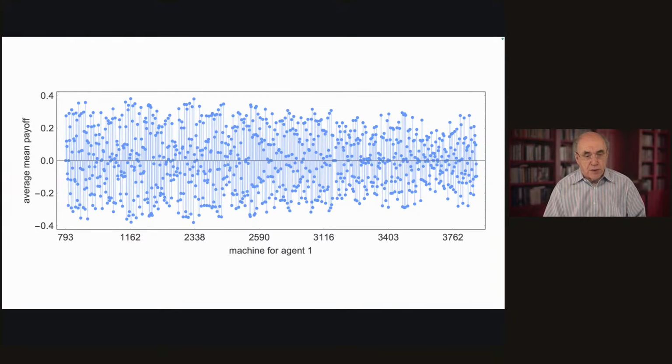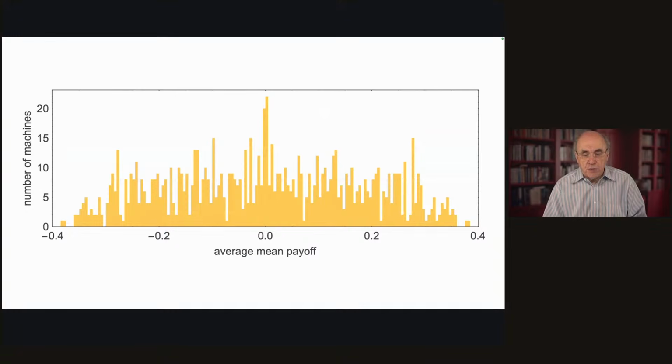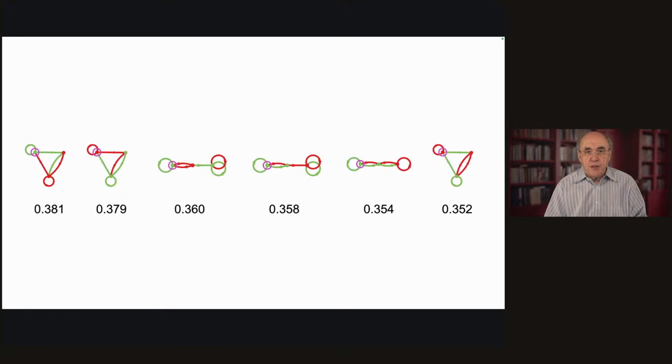So you could ask, well, what's the distribution of average mean payoffs? This is what it looks like. Not a very simple distribution, and there's a losing machine down at -4 average mean payoff, and symmetrically there's a winning machine up there at about 0.4 average mean payoff. So if we're using the match or not game to determine our payoffs, the top few machines are then these ones here.